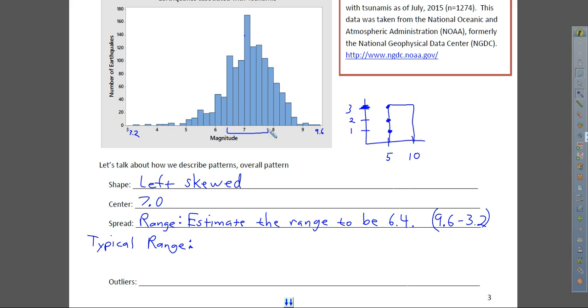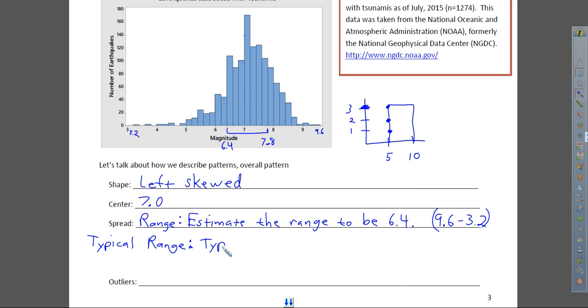How does that look? Does that look like it gets at least half of the data? I think that does. So this looks like it's going from 6.4 to 7.8. So what can we say?